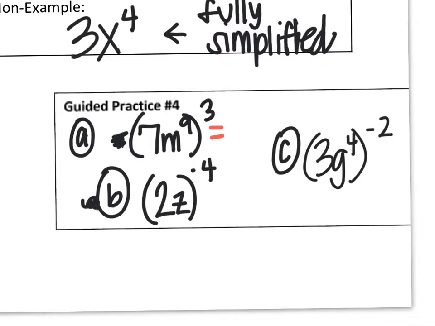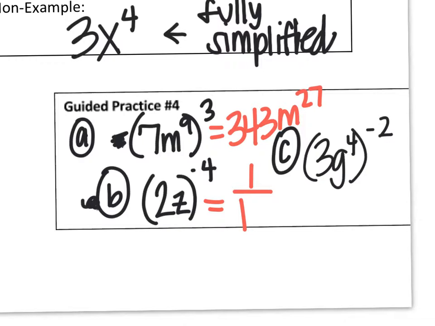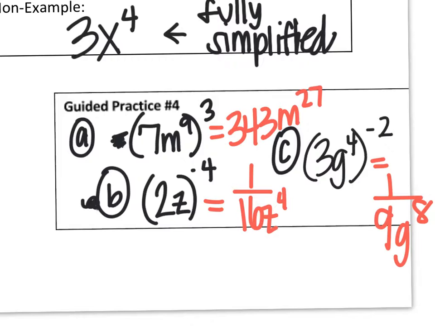Okay, A is 343 m to the 27th. B, 1 over 16z to the 4th. And C, 1 over 9g to the 8th.